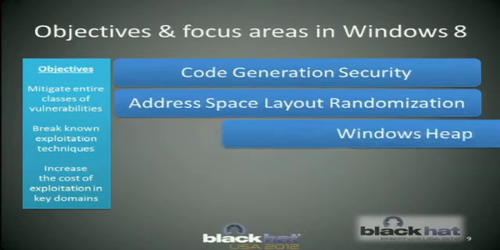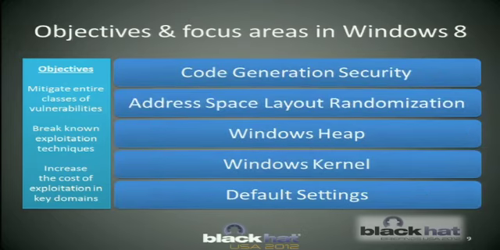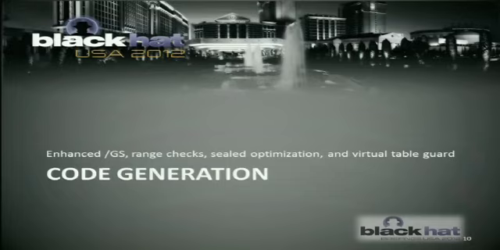So with these objectives in mind, we had 5 different focus areas for where we actually invested in exploit mitigation improvements. We're going to go into detail on all these, but at a high level: code generation security, address space layout randomization, the Windows heap, the Windows kernel, and the system defaults for when certain mitigations are enabled. And with that said, I'm going to hand it over to Ken to talk about some of the things we've done with respect to code generation. All right.